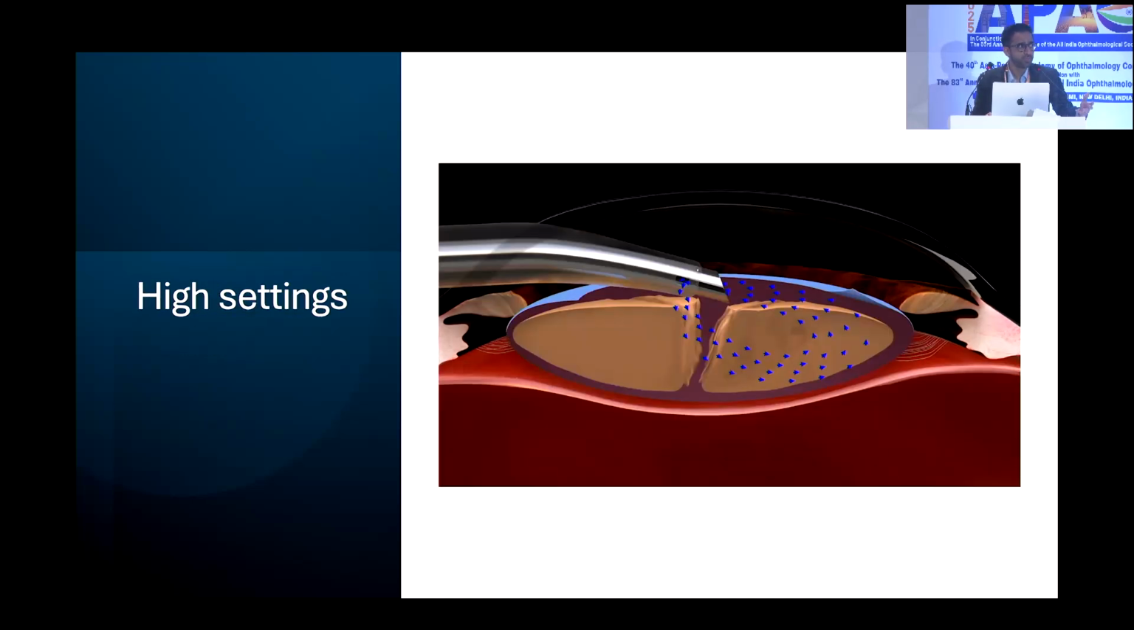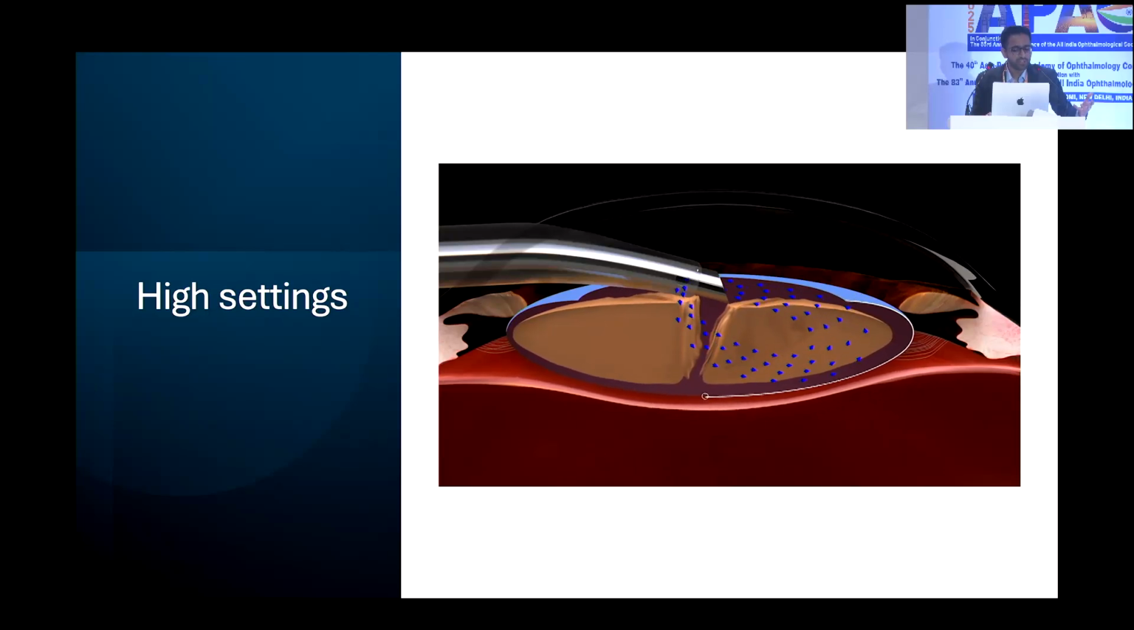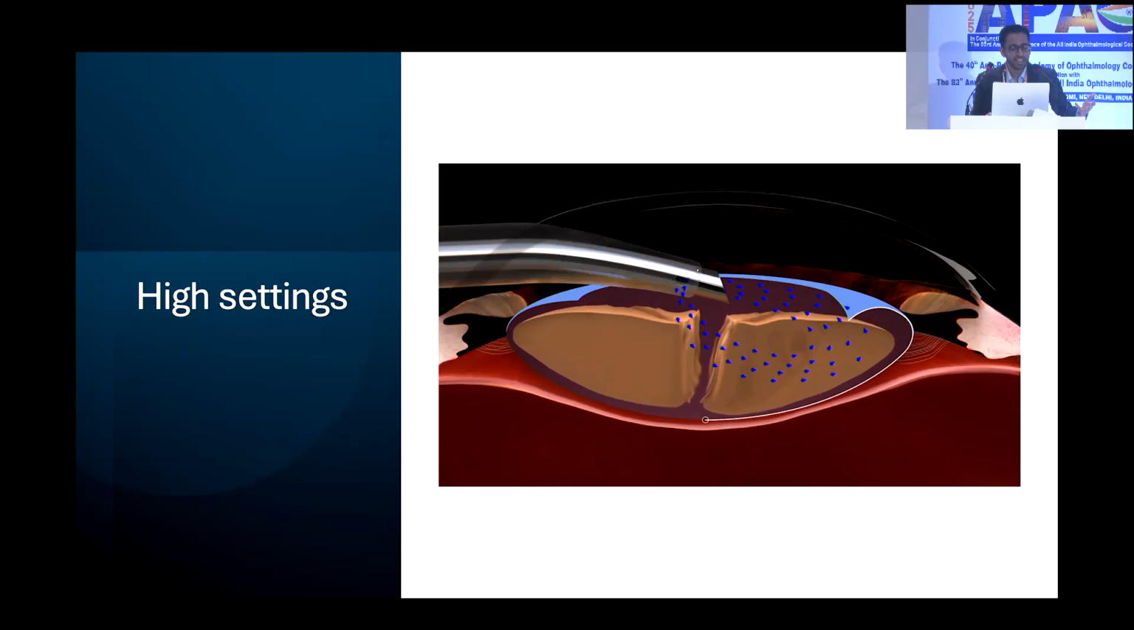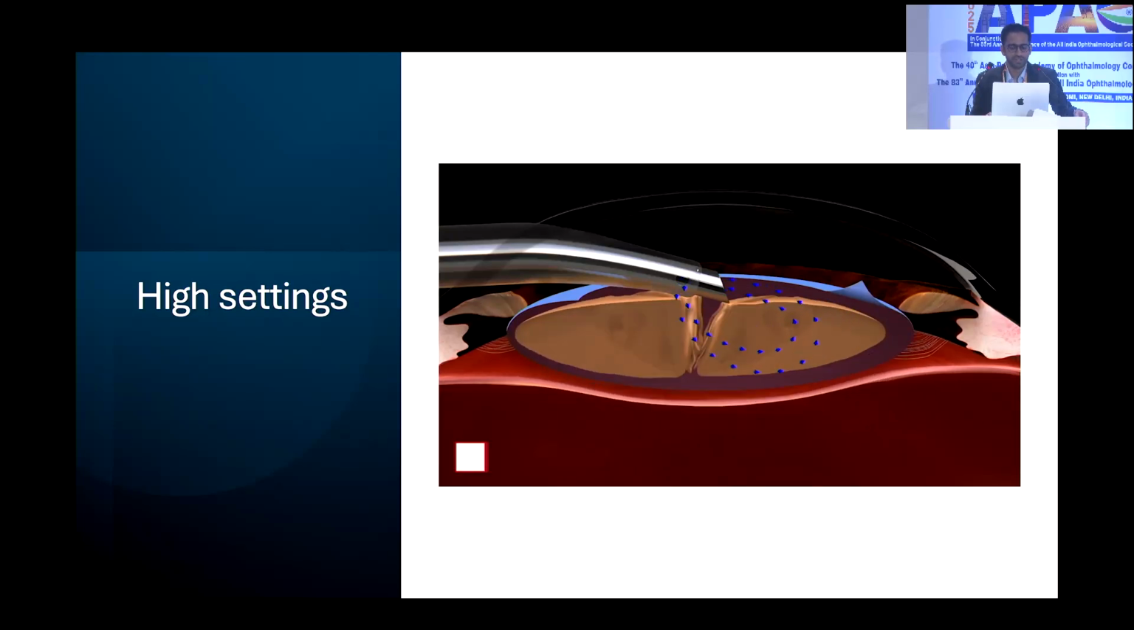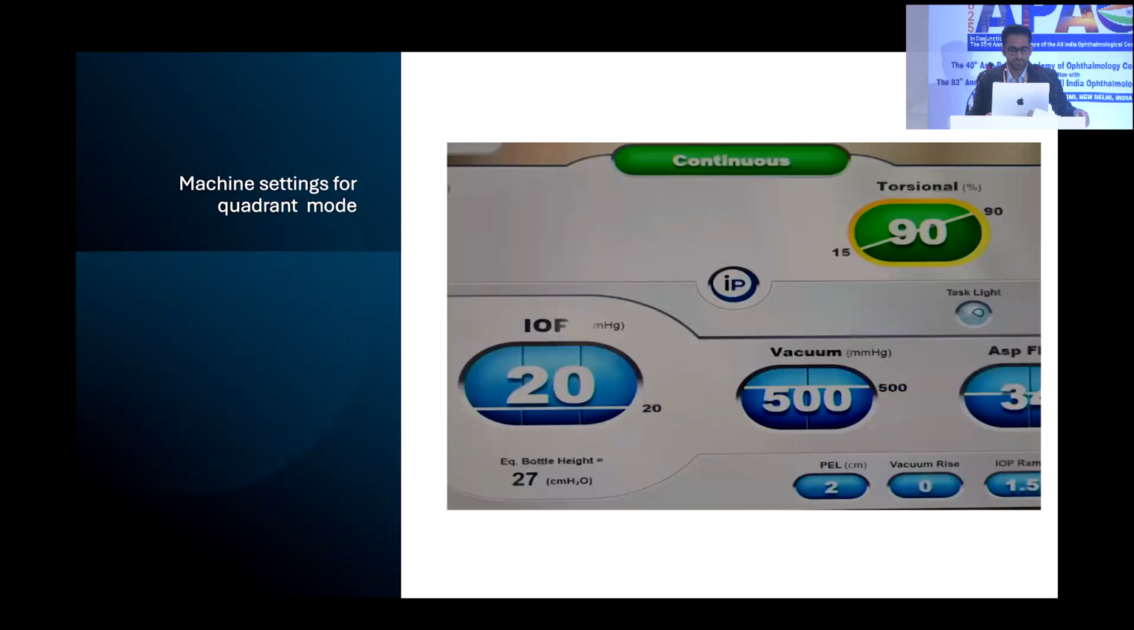So what happens when you're using high fluidics? With high fluidics, there's an increased chance of this anterior capsular tear becoming a wraparound tear, whereas in low settings, the minimal turbulence and low pressure fluidics help this anterior capsular tear not to go beyond the equator and become a wraparound tear. My machine settings, usually in these cases, I reduce my parameters, as Dr. Rohit also showed before, with a low IOP of 20, low vacuum and aspiration flow.